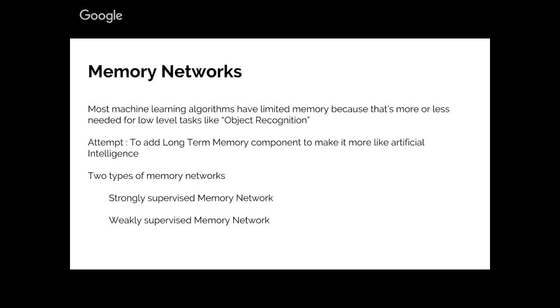So our attempt is to add a long-term memory component in order to make it more like artificial intelligence. We compare these neural networks with the brain all the time, but the fact of the matter is that the long-term memory component has to be there for this type of network to become complete with artificial intelligence. When it comes to memory networks, we have two types: strongly supervised memory networks and weakly supervised memory networks. We are going to get to a brief of these two types in some time.